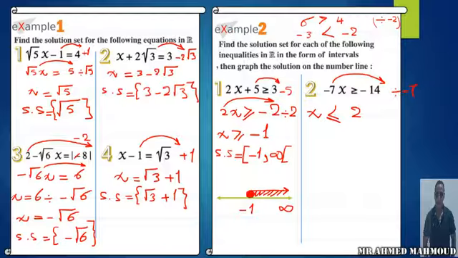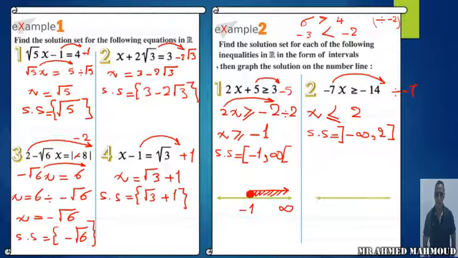Okay, smaller than 2, the numbers smaller than 2 go to negative infinity, because the numbers smaller than 2 are 1, 0, negative 1, negative 2, and so on to infinity. Then the solution set will be negative infinity to 2. 2 here is closed, negative infinity is open. 2 is closed because of the equal sign, and the negative infinity is always open.